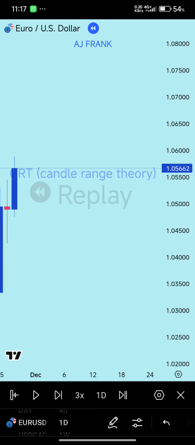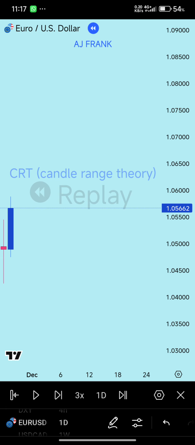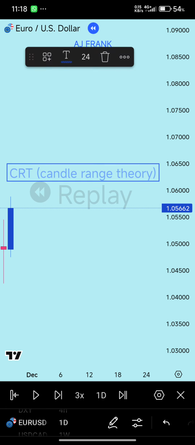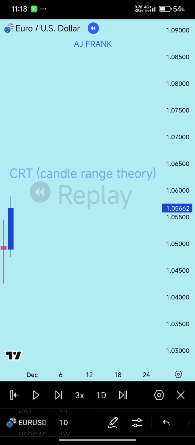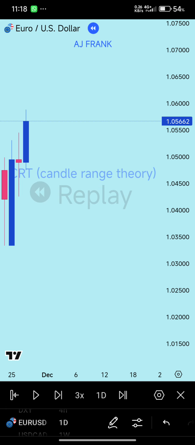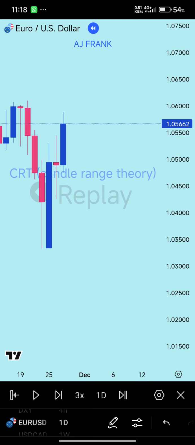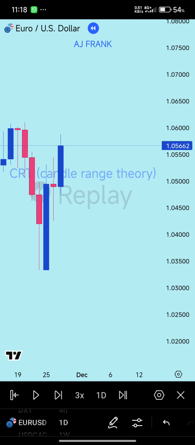Today I'm going to be teaching you guys how to trade CRT. CRT simply means candle range theory. So I'm going to show you guys the simplest way to trade it. Let's say it might not be the simplest way to trade it, but this is the way I used to trade it, and I find it quite interesting and simple. Not easy, simple, because there's some logic behind it.